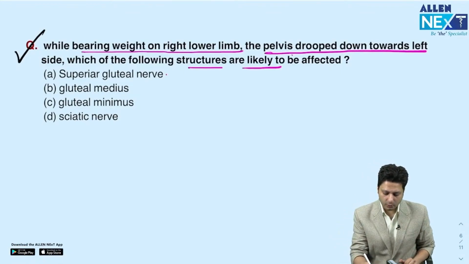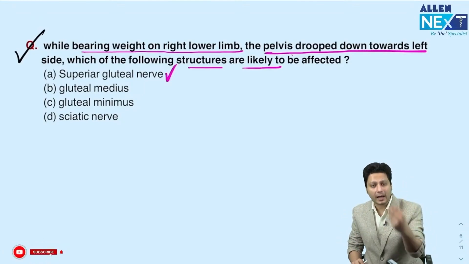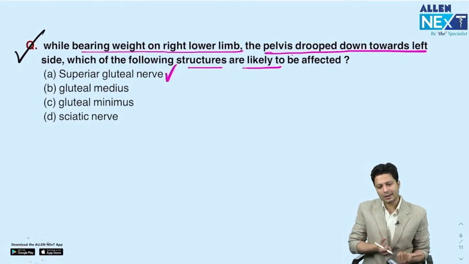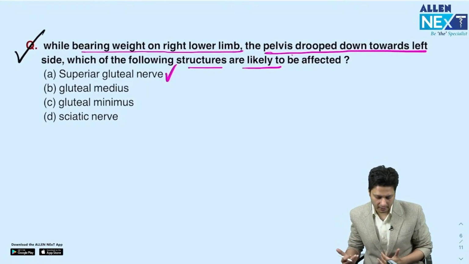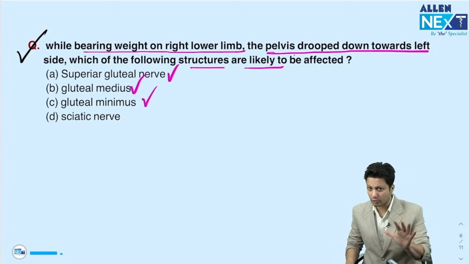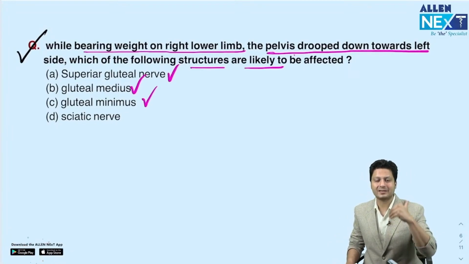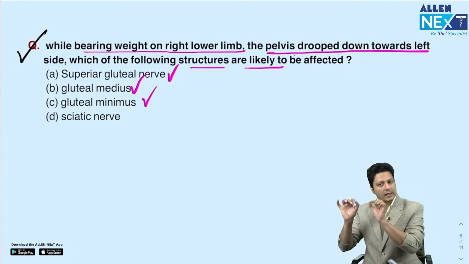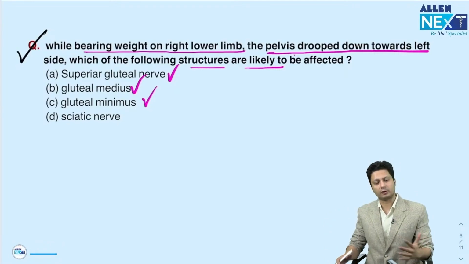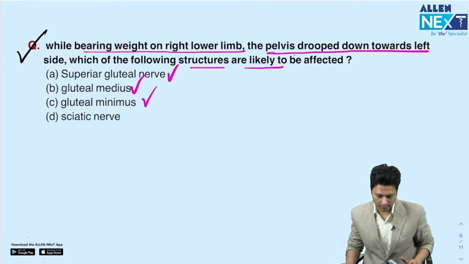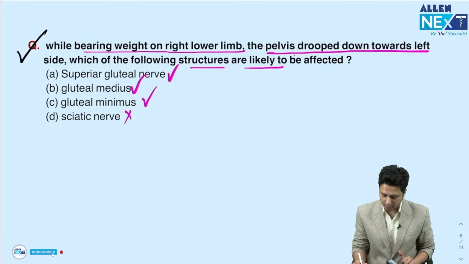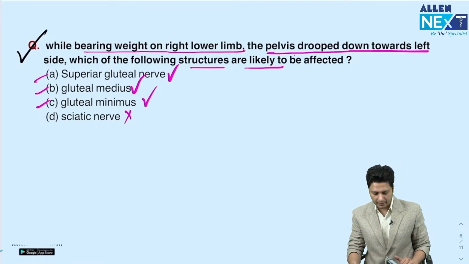Now, which of the following structures are likely to be affected? The superior gluteal nerve, yes, because it supplies the gluteus medius and minimus, the generators of the force responsible for lifting the other side of the pelvis towards the weight bearing limb. Gluteus medius, yes, it is a component. Gluteus minimus, yes, it is also a component. Gluteus maximus is not a component; it is the major extensor of the hip joint, supplied by the inferior gluteal nerve. The sciatic nerve is not at all a component because it supplies the muscles lower in the lower limb. So multiple options correct means option A, option B, and option C. These are the three correct options in this situation.